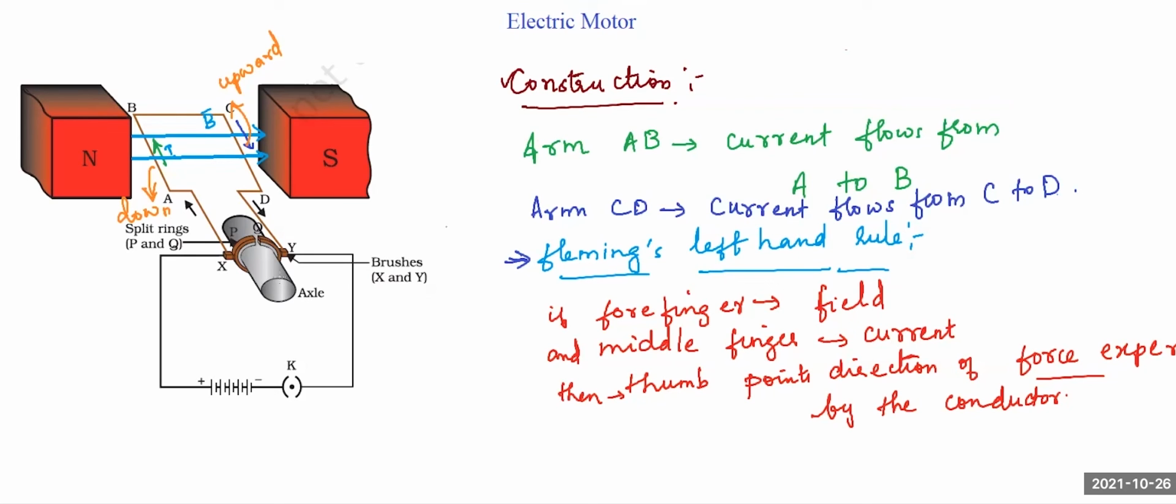There's the coil and the axle, which is free to rotate. So all these things will rotate. So this is how the working of the electric motor is.